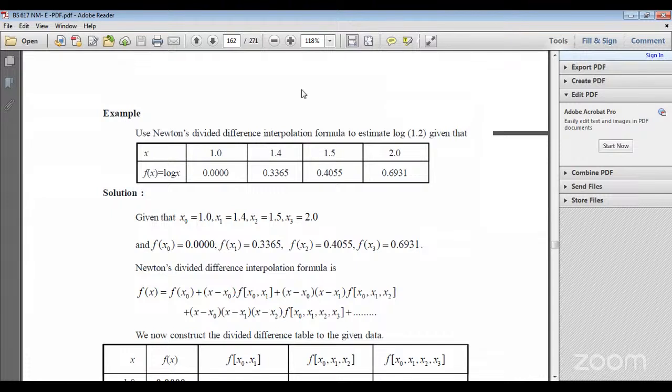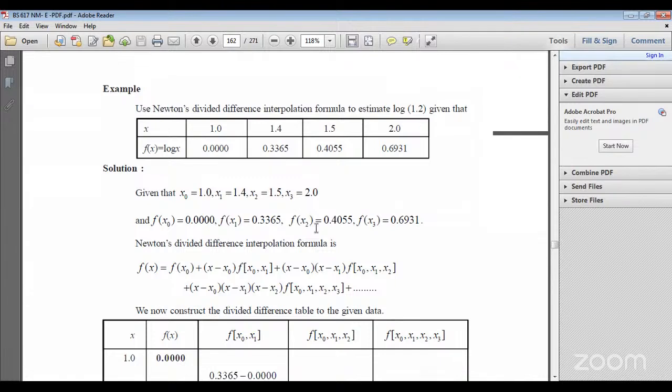Use Newton's divided difference interpolation formula to estimate log 1.2, given the data: x0 equals 1.0 with 0, x1 equals 1.4 with 0.3365, x2 equals 1.5 with 0.4055, x3 equals 2.0 with 0.6931.